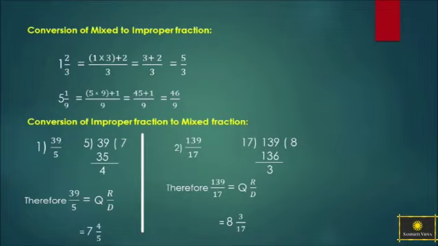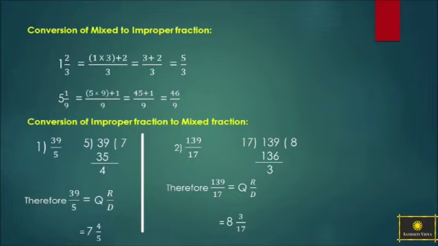Next, let us see the conversion of an improper fraction to a mixed fraction. First question is 39 divided by 5. We need to divide the numerator 39 by the denominator 5. So let us see how many times 5 will go in 39. The answer is 7. 7 5s are 35. When we subtract 35 from 39, we get a remainder of 4.